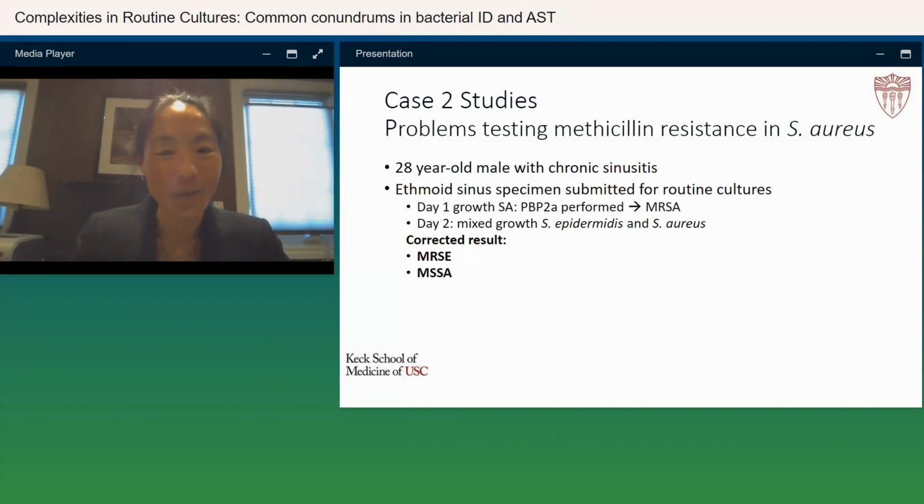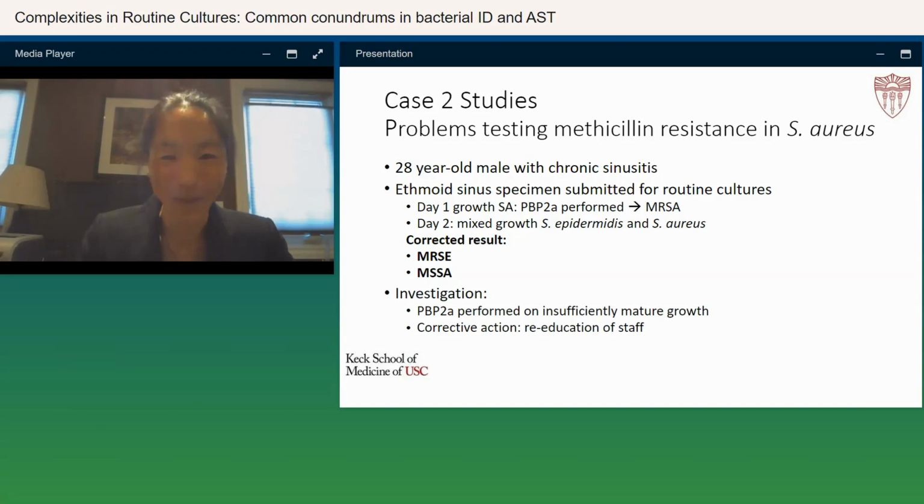On the first day, we grew Staph aureus. The PBP2A was performed on the colonies, positive. MRSA was reported. Day 2, though, we noticed that it was actually mixed growth of Staph epi and Staph aureus. And when you do the susceptibilities for those separately, the Staph epi was methicillin resistant, but the Staph aureus was methicillin susceptible. And I understand this does happen in many laboratories.